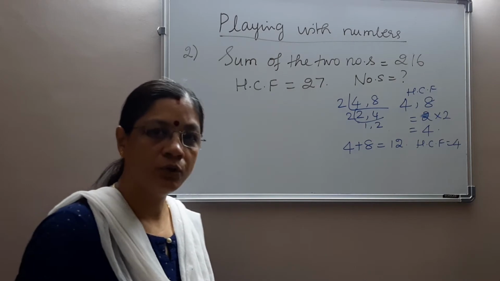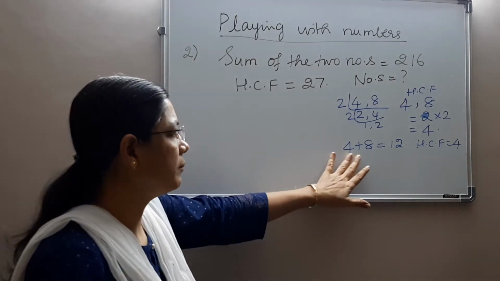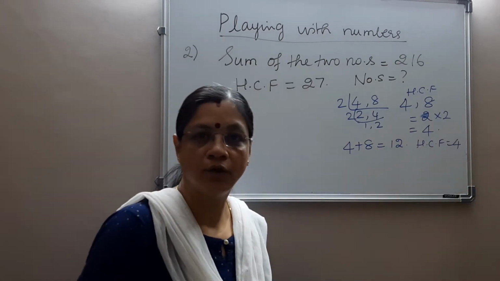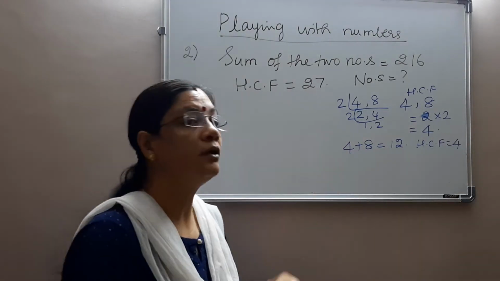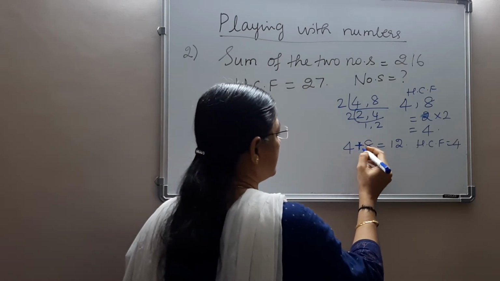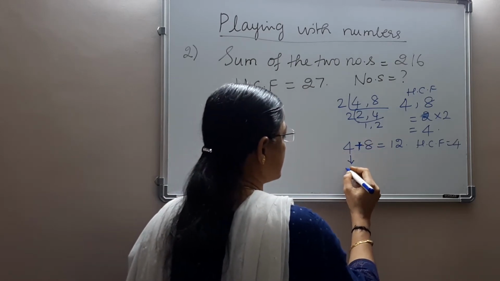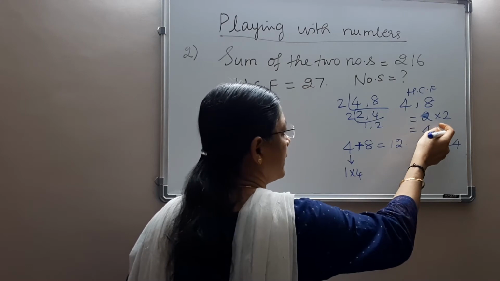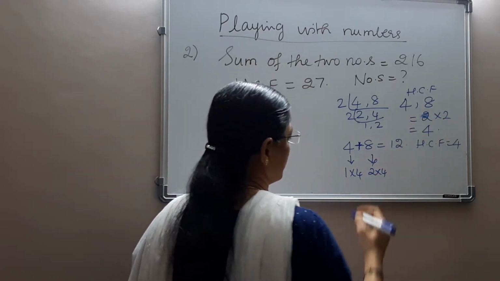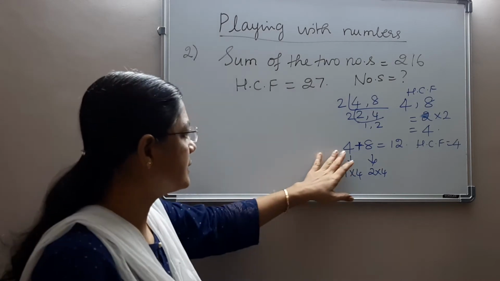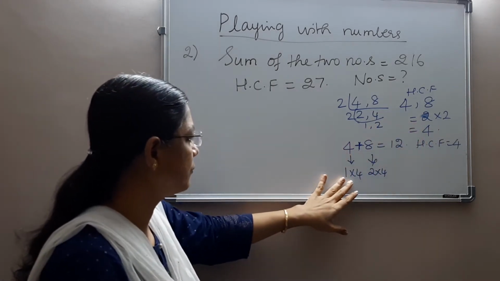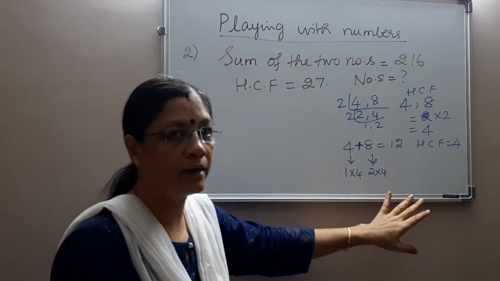Okay. So you just imagine we don't know the numbers 4 and 8. Just the sum is given as 12 and HCF is 4. Now how do we find out the 4 and 8? So for this what I do is, now 4 can be written as 1 into 4 in terms of HCF. And 8 can be written as 2 into 4, isn't it? So the numbers can be represented by the HCF. It is like this. So 4 can be written as 1 into 4 and 8 can be written as 2 into 4.